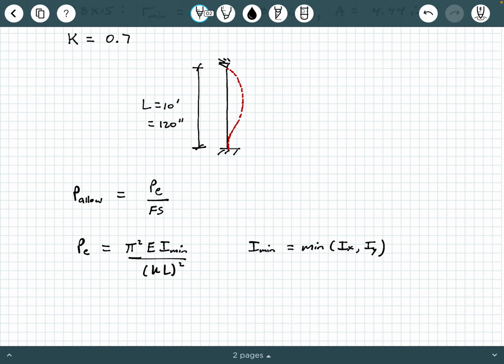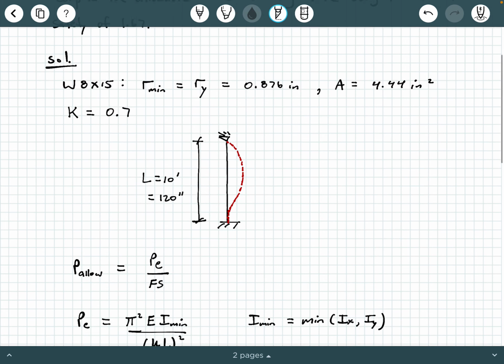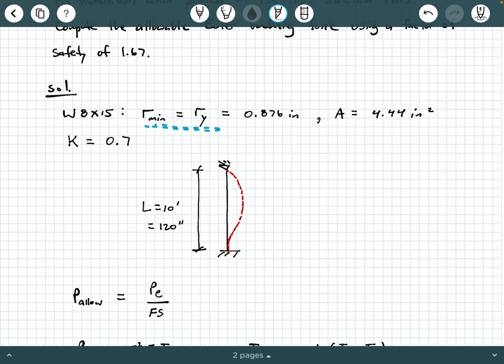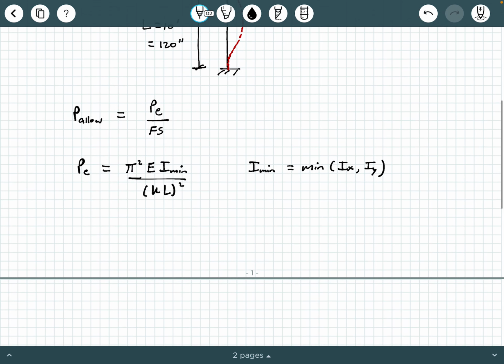Can we use this formula right now? Well, we could if we had I min, or access to Ix and Iy, but I gave you the radius of gyration. So that means we need to use the other version of this formula, which would be pi squared E A over (KL over r min) squared.